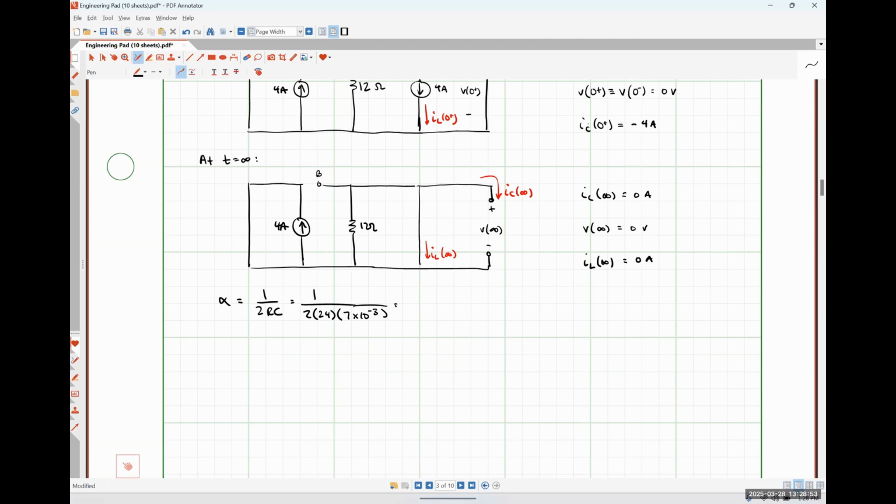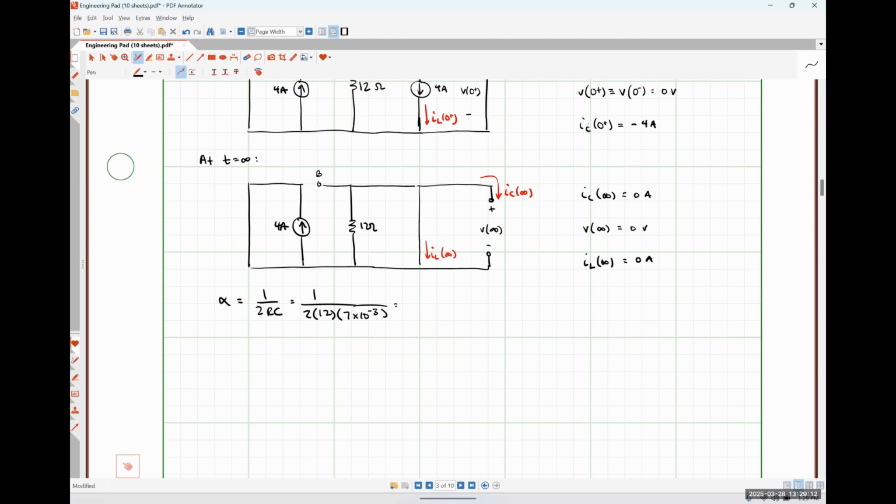Let me find a calculator because I can't do that reliably in my head. No, that 24 should be a 12. I did the 2 times 12 in my head and screwed that up. Sorry. Making all kinds of mistakes today.